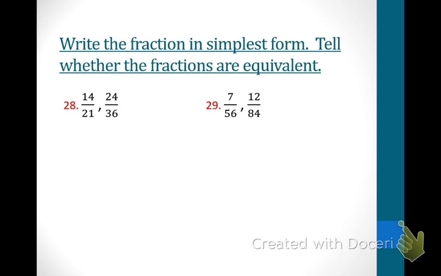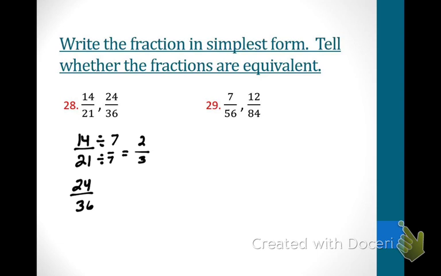This is what it says. Write the fraction in simplest form and tell whether or not the fractions are equivalent. Are you JD? JD, is this right here in simplest form? No. Now, what can go into a 14 that can also go into a 21? A 7. When I divide by 7 on both top and bottom, what do I get? 2/3. Okay. Is 24/36 in simplest form?